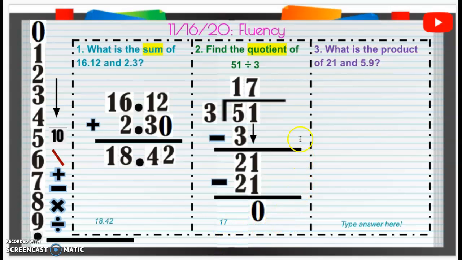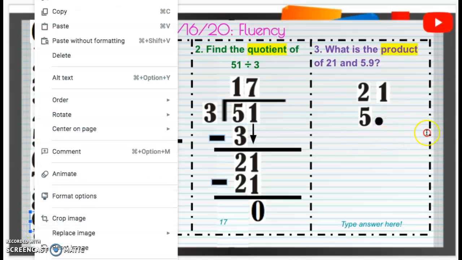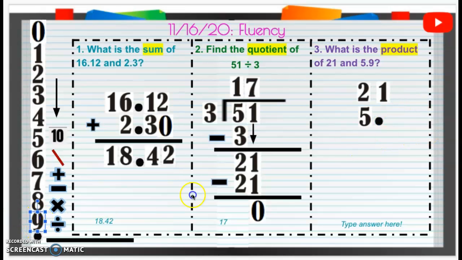All right, let's take a look at number 3. What is the product of 21 and 5 and 9 tenths? Product means we're going to multiply. So when we do multiply, do I have to line up my decimals? Nope, I do not. So I'm going to do 21 times 5 and 9 tenths. We will worry about our decimals later. 5 and 9 tenths. I'm going to line them up to the right.